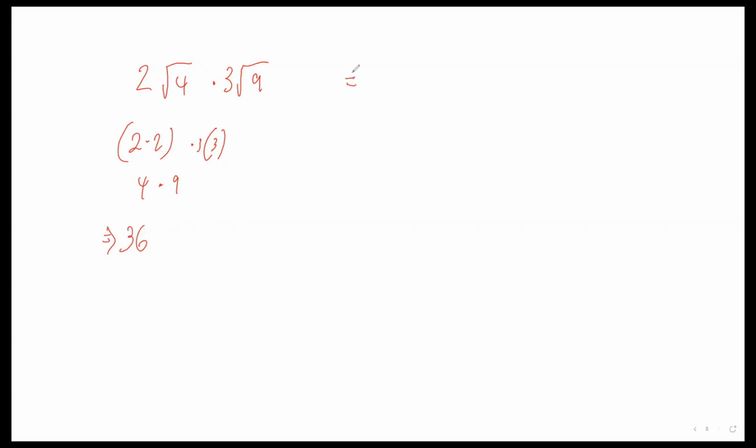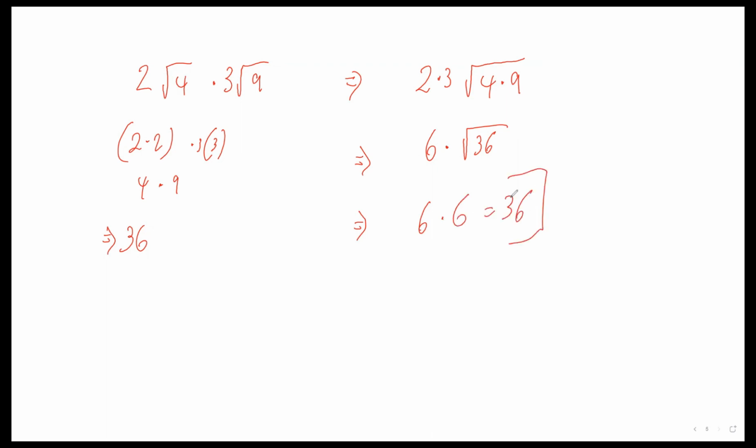All right, let's see. What would happen if we take the two terms, we multiply the 2 and the 3, and then we root the 4 and the 9, right? So this would give us 6 here, because 2 times 3 is 6, and this would be times root of 36, right? And now root of 36 is just 6. So the answer would be equal to 36. Hey, yeah, you actually get the same value as here.